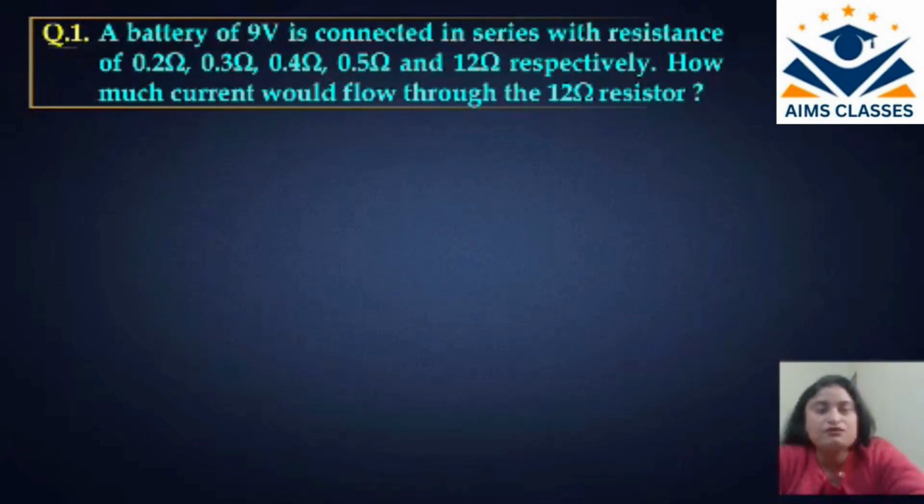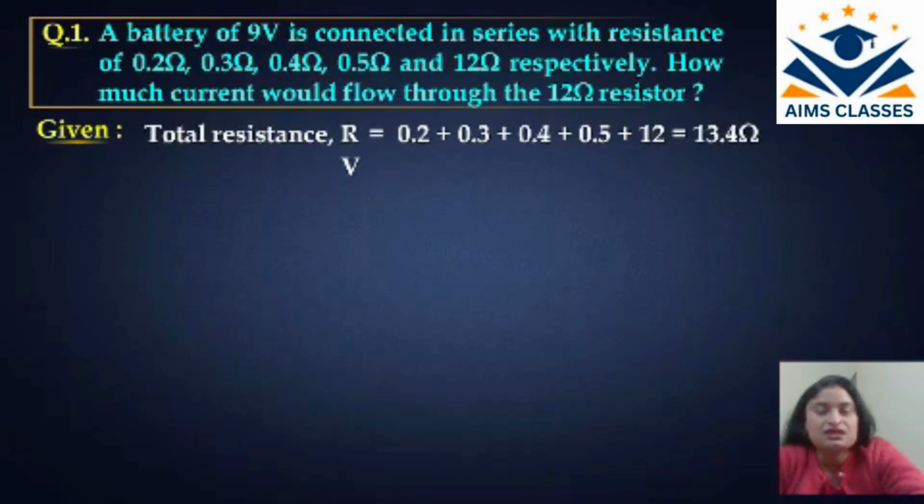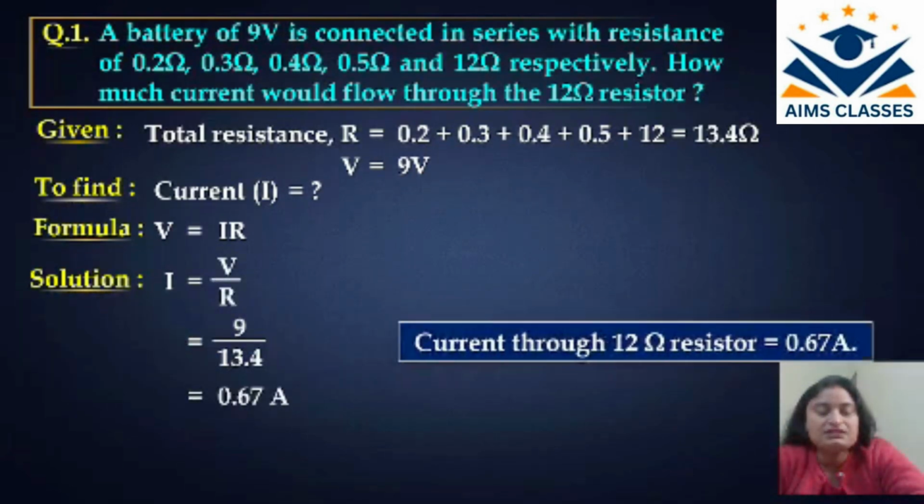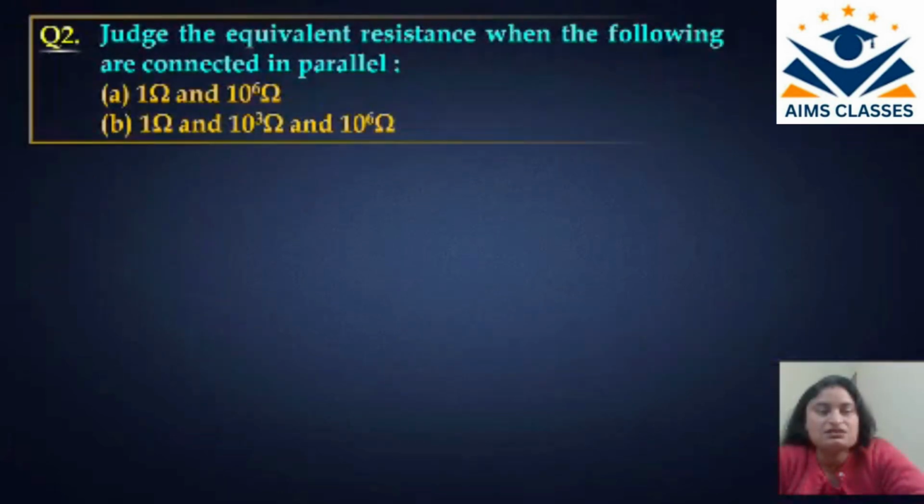So first of all, find R equivalent. So add all resistance, we get total resistance. So 13.4 and 9 volt battery. So current will be I equal to V by R equivalent. So 9 by 13.4. So answer will be 0.67 ampere. Next question. Judge the equivalent resistance when the following are connected in parallel.